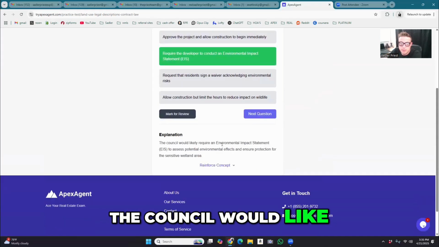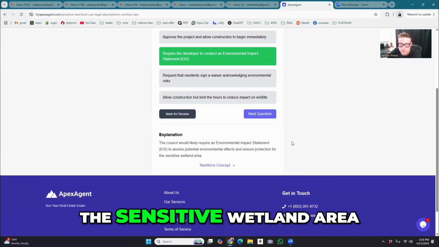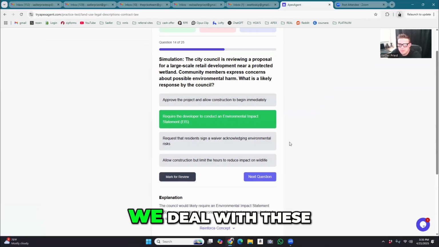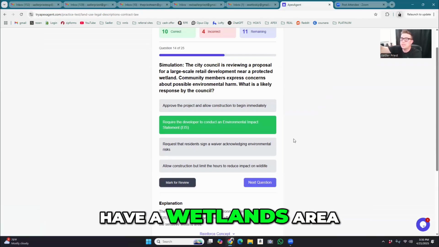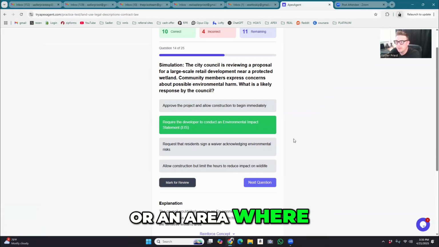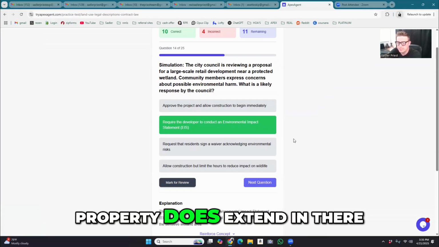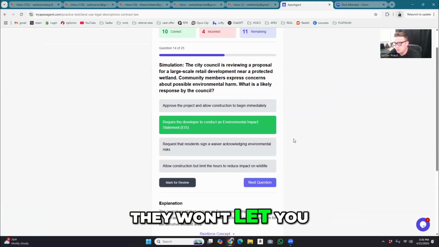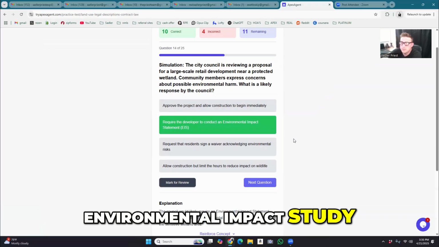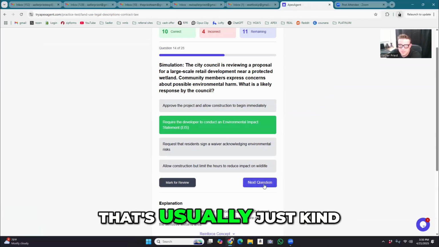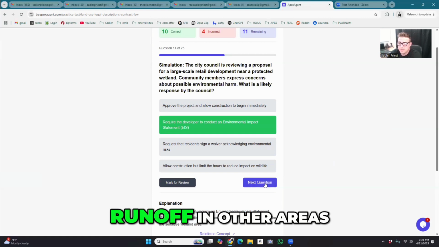Yeah. The council would require an environmental impact study to assess potential environmental effects and ensure protection for the sensitive wetland area. We deal with these a lot of times with new home construction. The plans usually have to have a wetlands area or an area where, you know, water runoff and such goes. So I have people that want to do certain things because their property does extend in there. A lot of times they won't let you put a retaining wall and some different things until you get the environmental impact study. So just something to be aware of. That's usually just when you're trying to get into common areas or places that will affect runoff in other areas.